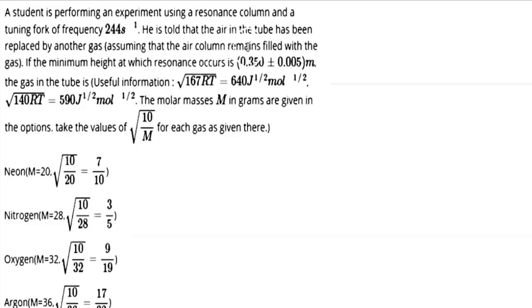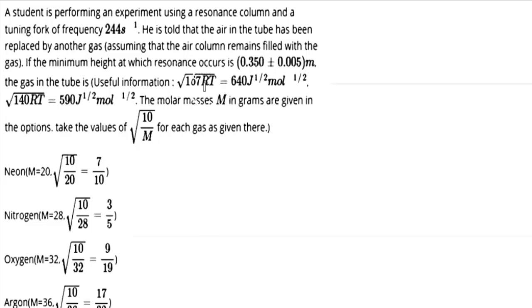Assuming that the air column remains filled with the gas, if the minimum height at which the resonance occurs is 0.350 plus minus 0.005. So if the minimum height of the gas column will be this much, in between these values, only then the resonance will occur. Now we have to find the gas in the tube. So which gas is filled in the tube?